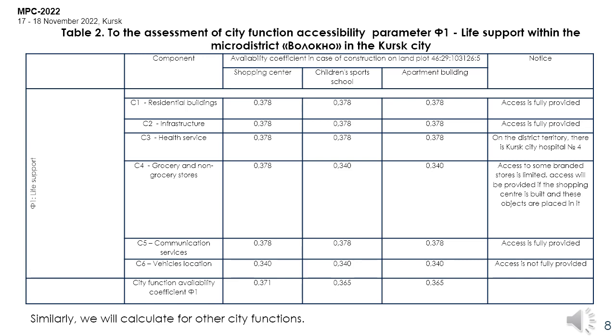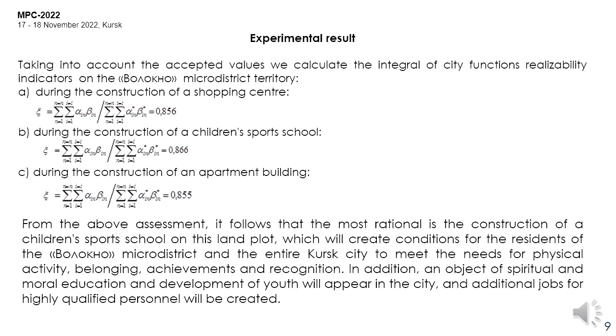Similarly, we will calculate for other city functions. Experimental result. Taking into account the accepted values, we calculate the integral of city functions realizability indicators on the Volokno microdistrict territory. A. During the construction of a shopping center. B. The construction of a children's sports school. C. During the construction of an apartment building.